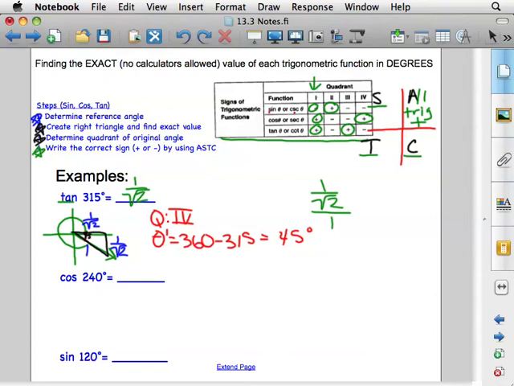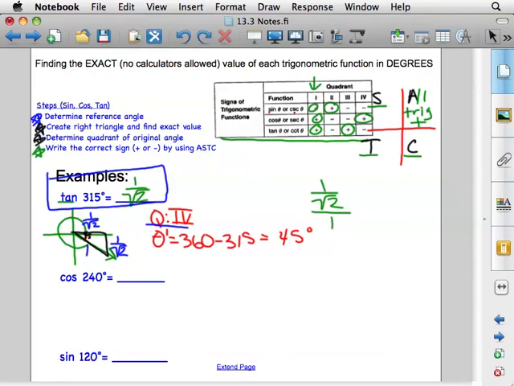So now we look back. We're in the fourth quadrant, and there cosine is what's positive, so the value is positive. So our answer, tangent of 315, is equal to 1 over the square root of 2. We obviously will practice a few more of these here.